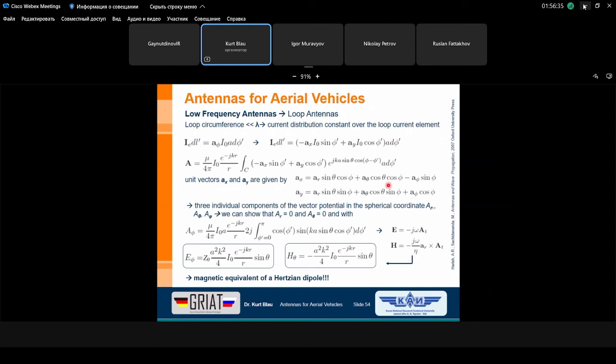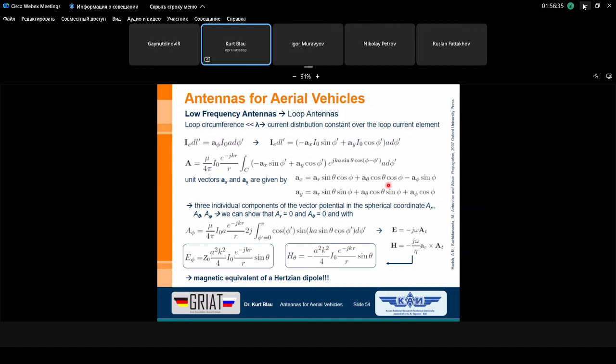The same in the direction of the theta direction, because here we have the magnetic potential applied, and it's the opposite regarding the electrical field. And so we have only in the phi direction this expression, and this is comparable with what we have achieved in case of the Hertzsche dipole.